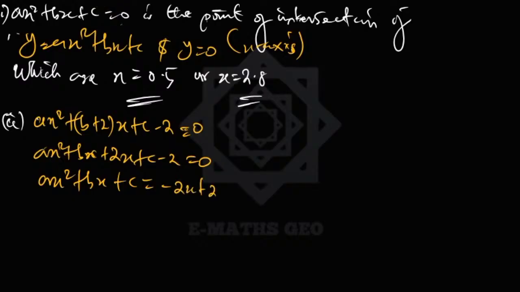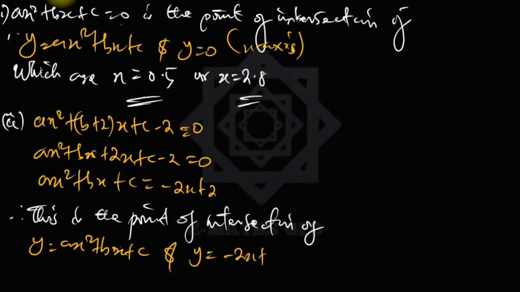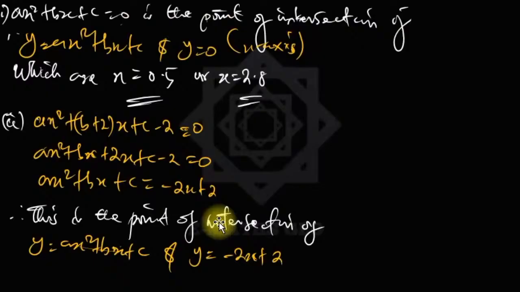So what's the meaning of this? Okay, this is the point of intersection of the first curve, which is the one we plotted already, and y equals minus 2x plus 2. But we need to graph. As you can see, the graph of ax squared plus bx plus c is this one, the curve. So we need to draw the graph of y equals minus 2x plus 2, and this is a line, a slant line.